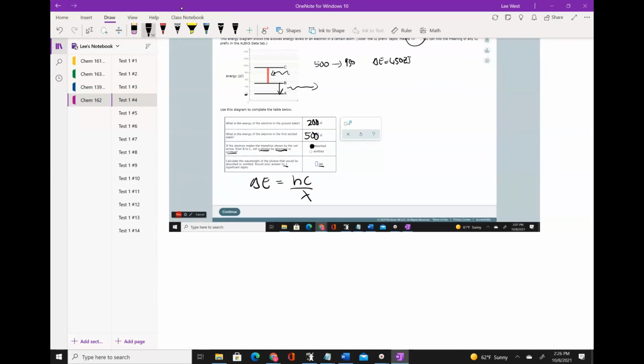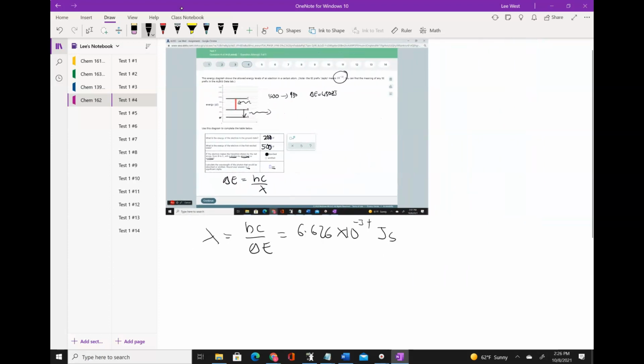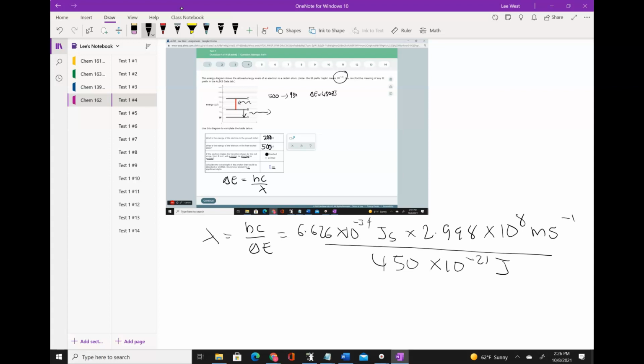So reorganizing this to solve for wavelength, it's going to be equal to hc on delta E? So Planck's constant, 6.626 by 10 to the minus 34 joule seconds, times the speed of light, 2.998 by 10 to the 8 meters per second, divided by the change in energy, 450 times 10 to the minus 21 joules. Now remember that a wavelength should be a length, right?